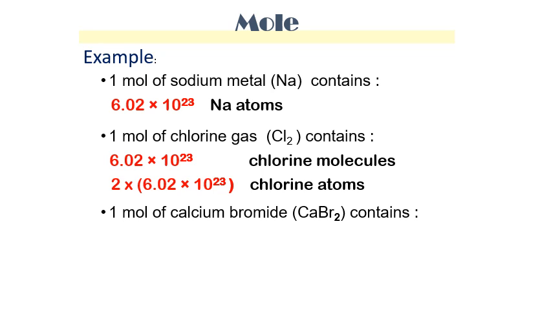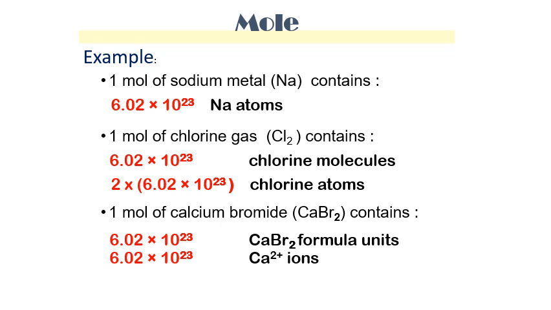1 mole of calcium bromide contains 6.02 times 10 to the power of 23 calcium bromide formula units, 6.02 times 10 to the power of 23 calcium ions, and 2 times 6.02 times 10 to the power of 23 bromide ions.